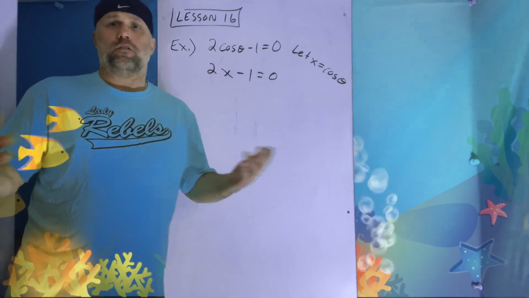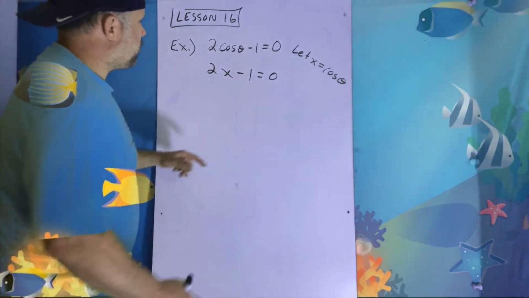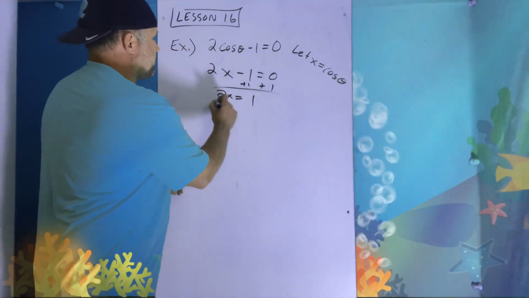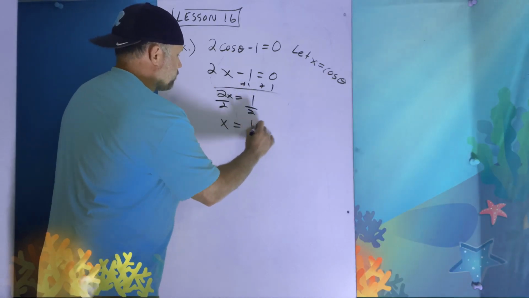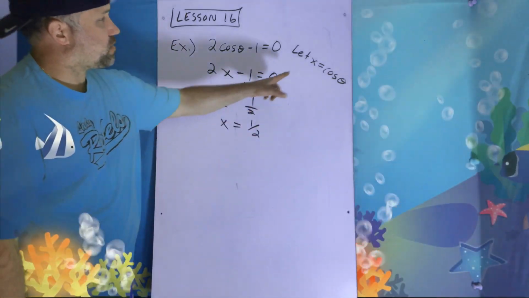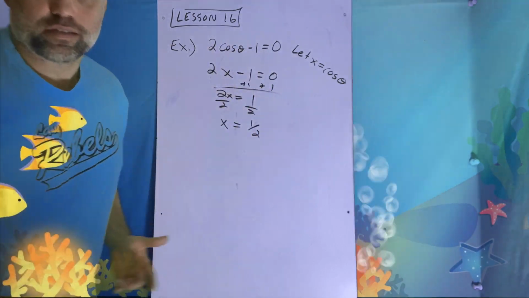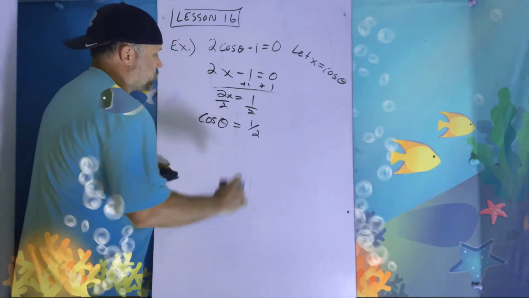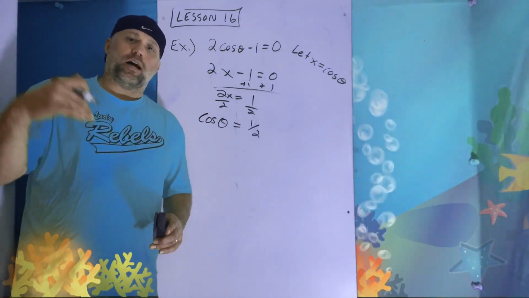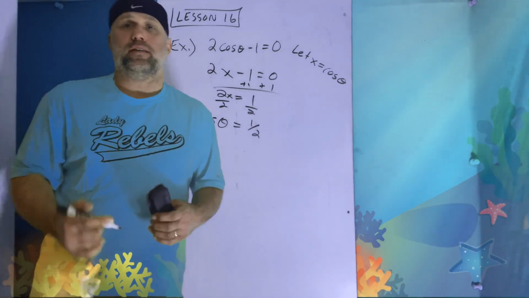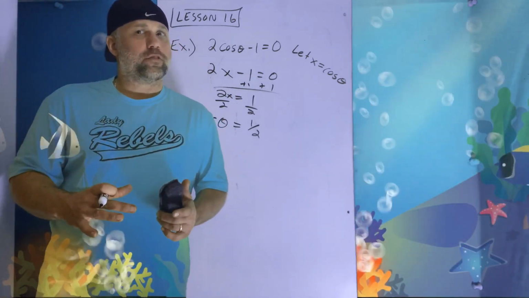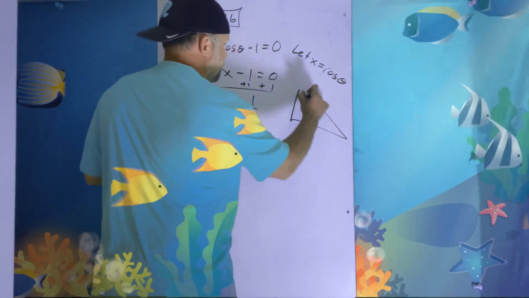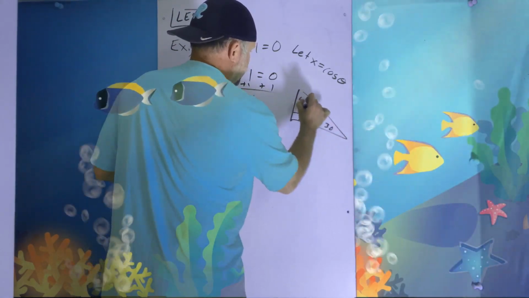So to do that, I got to add the 1 over to the other side, and I get 2x equals 1. Divide both sides by 2, and I get that x equals 1/2. Now remember, x is cosine theta. So I'm just going to take that x, get it out of there, and switch it back to cosine theta. So I have the cosine of some angle theta is 1/2. 1/2 should seem familiar to you. That's something that we have on our 30, 60, 90 triangle.